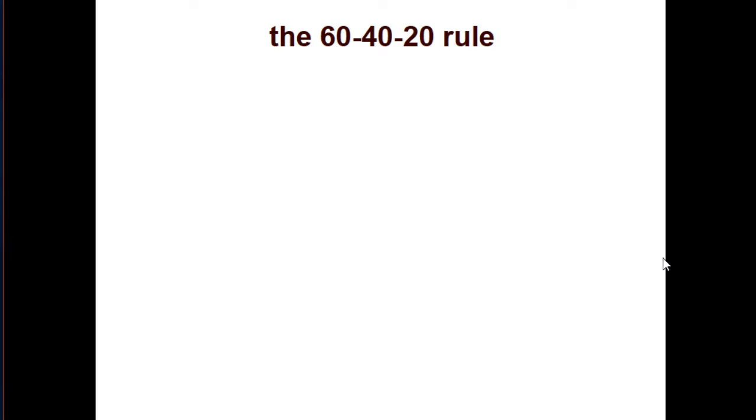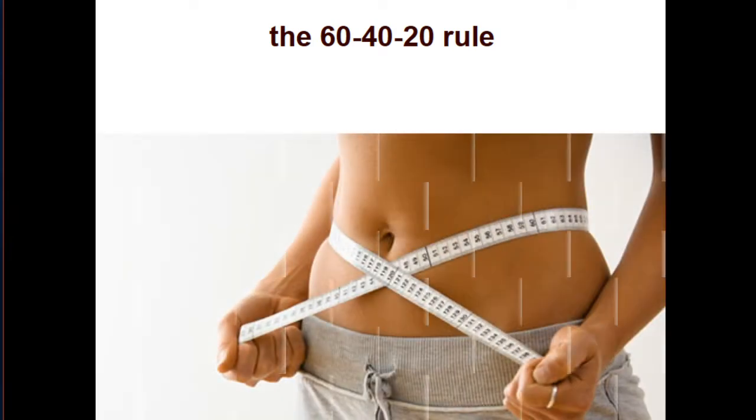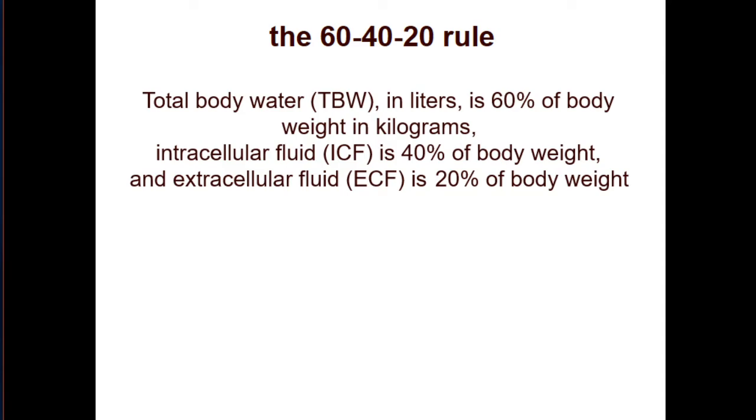How to easily remember? There is a 60-40-20 rule. What does that mean? Total body water in adults, in liters, is about 60% of the body weight in kg. Intracellular fluid, the ICF, is about 40% of the body weight, and extracellular fluid, the ECF, is about another 20% of the body weight. You can remember it easily: 60-40-20 rule.